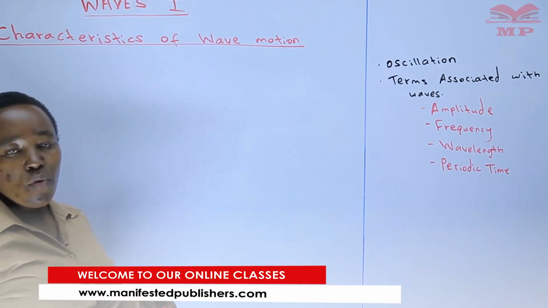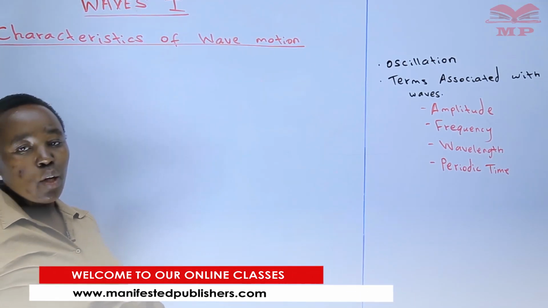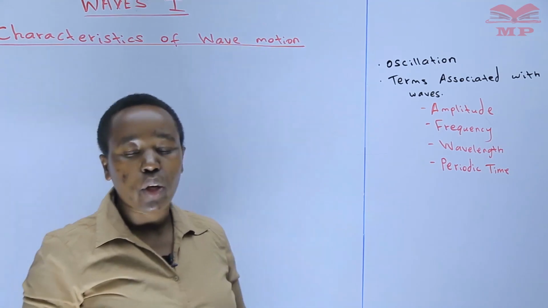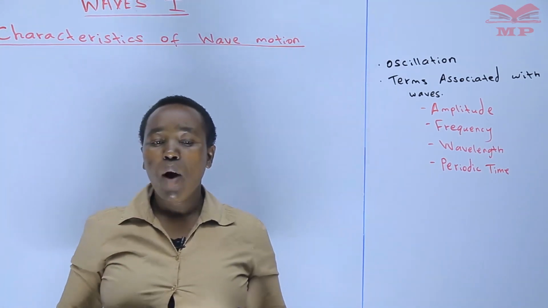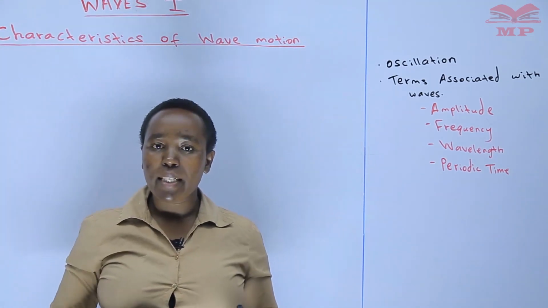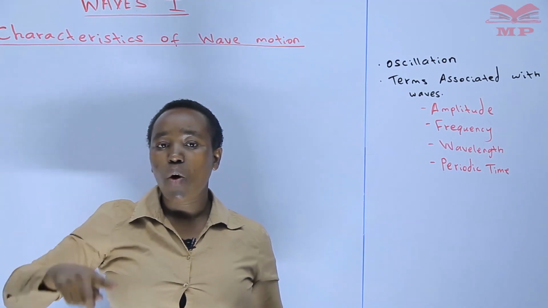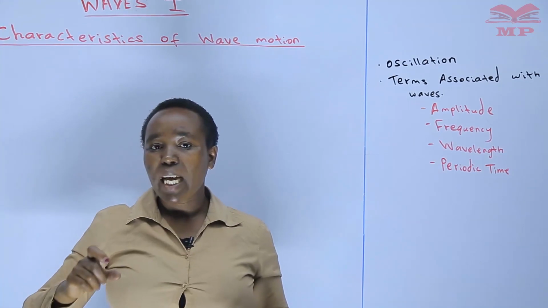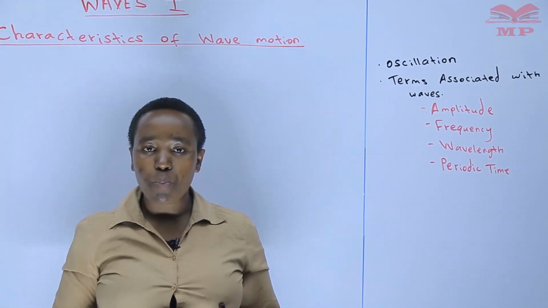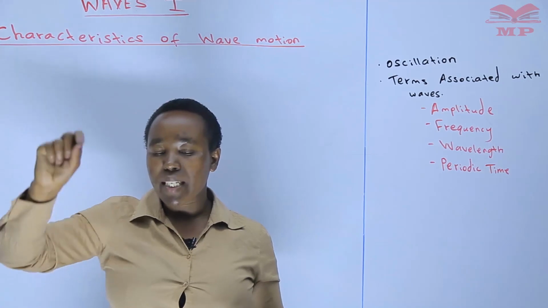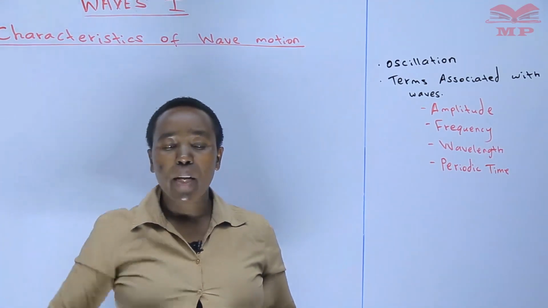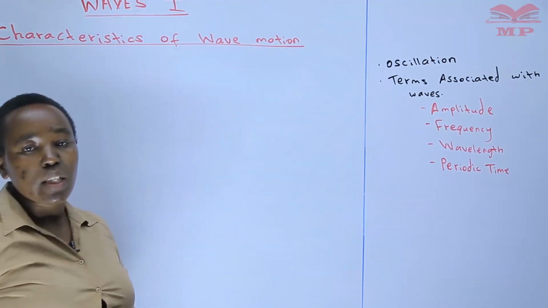Characteristics of wave motion. Now, to be able to understand this, we are going to consider an oscillatory motion. For one, we can consider a mass which is vibrating on a spring, moving up, down, up, down. If you attach a mass on a spiral spring and then you displace it vertically a bit, it's going to display a certain motion that we are going to see.